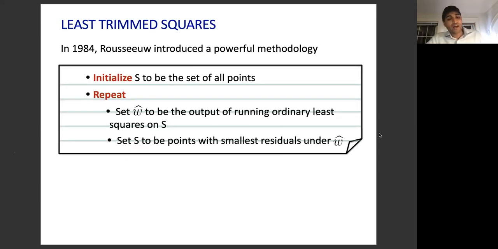But instead, what our algorithm is, we take the simple least trimmed squares estimator going back to Rousseeuw, where what you do is you start off with S as the set of all data points. You let W hat be the output of running ordinary least squares. And then you throw away all but the points whose residuals are the smallest. And then you iterate, you go back and forth until convergence. This heuristic is widely used, but it doesn't work in a worst case sense. There are ways with Hilbert contamination that you can badly mess this up.